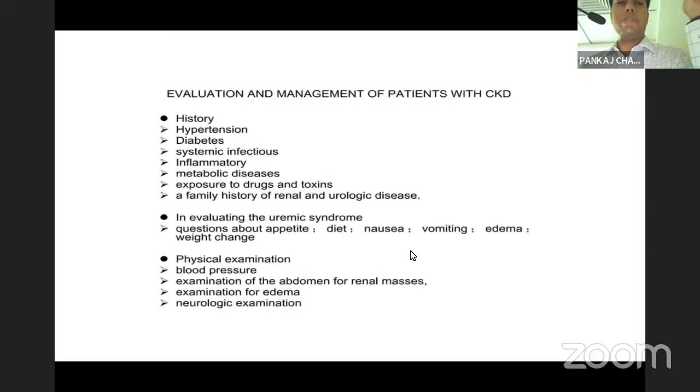Evaluation and management of patient with CKD. History includes hypertension, diabetes, systemic infection, metabolic disease, and exposure to drugs and toxins.